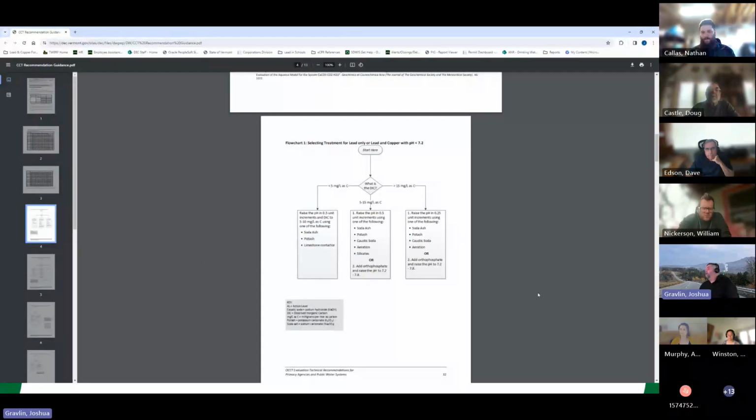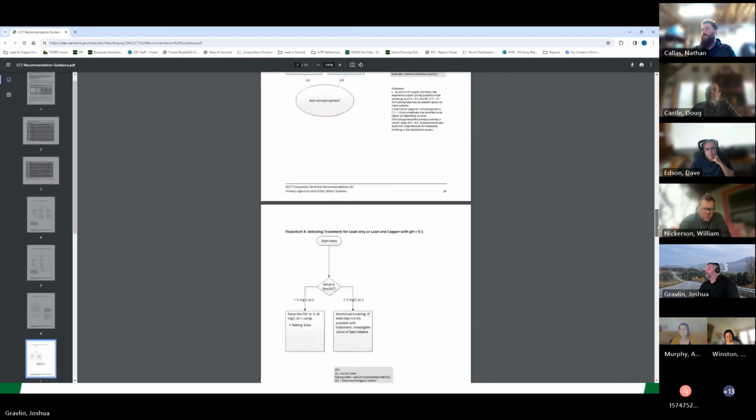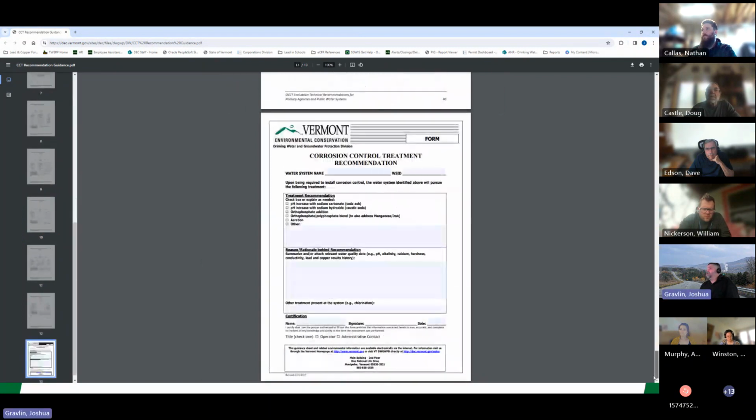Perfect. And so once they've selected their corrosion control here, they'll go all the way down to the bottom of this form, and this is the page that's going to get submitted to us, the division. And they're just going to select the type of treatment, the rationale for the treatment, and typically there's going to be water quality parameters and other data attached to this file. And we're going to store this online in the publicly accessible archive.